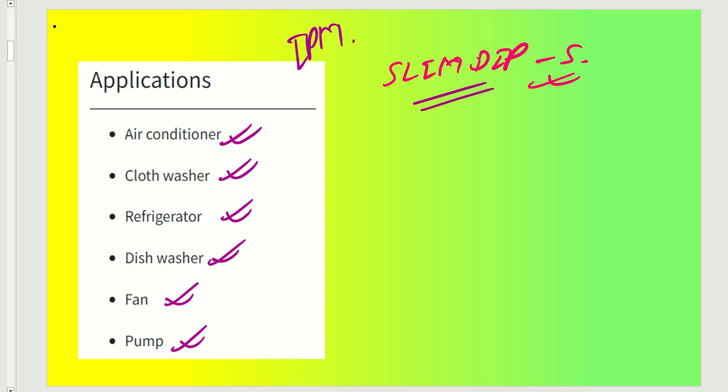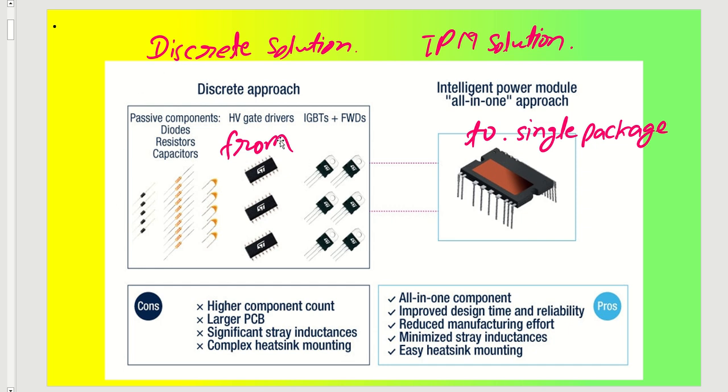Now, what is the motivation for this particular IPM? Earlier we needed a lot of discrete items: gate drivers, and MOSFETs for the full bridge circuit, where 6 MOSFETs are needed. We also needed bootstrap diodes, capacitors, and resistors. So many components were required for a discrete solution. However, all these are put together in one package, giving you an all-in-one approach. This single package does all this job, and this is the benefit of the IPM solution.